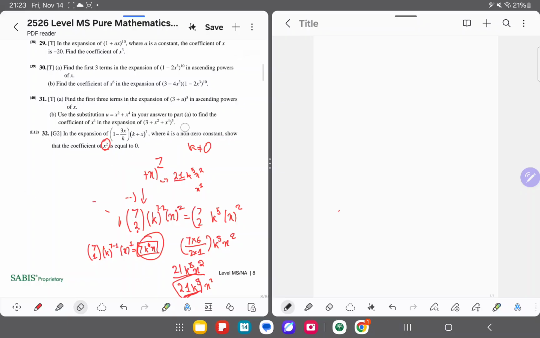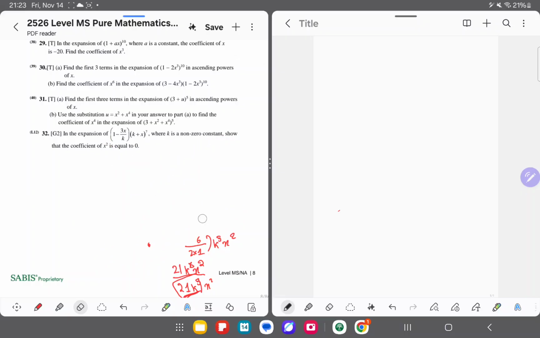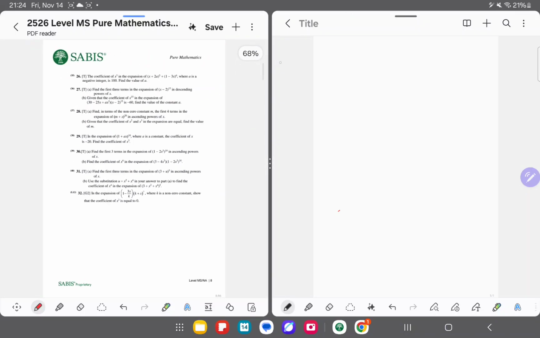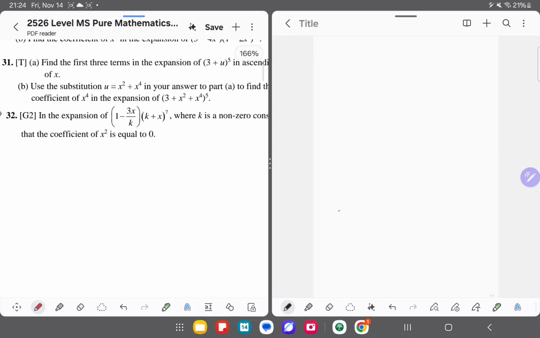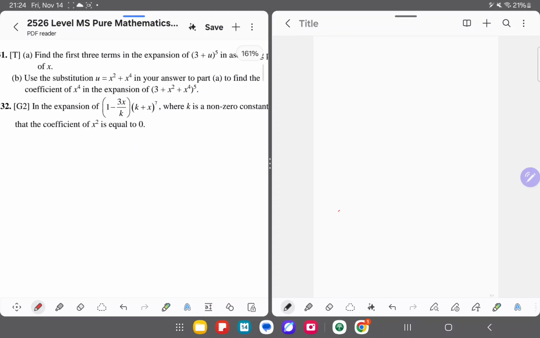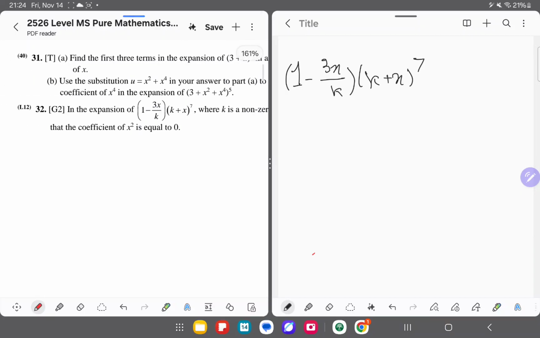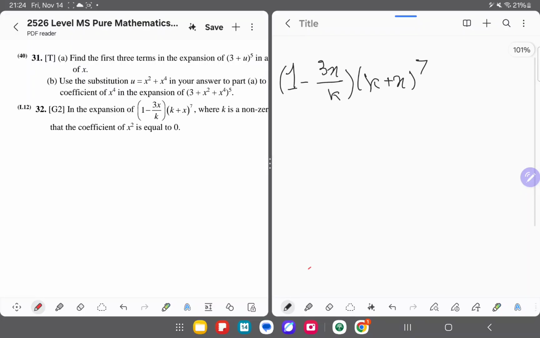So I'll just start with question 32. Now let's look here. We have question 32 here, and this is chapter 2. Okay, so question 32 here, it says in the expansion of (1 minus 3x over k) multiplied by (k plus x) power of 7, they want us to find the coefficient of x. They want us to show that the coefficient of x power of 2 is equal to 0. So what we do first, we have to find the coefficient of x power of 2.